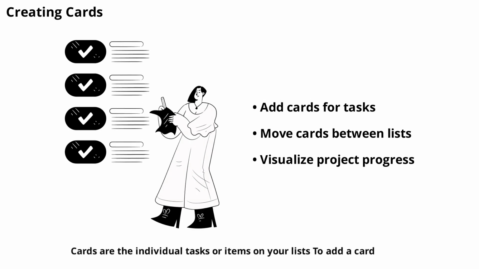Cards are the individual tasks or items on your lists. To add a card, click Add a Card under the relevant list and give it a name. Cards can represent tasks, ideas, or anything you need to track. You can move cards between lists as work progresses, making it easy to visualize your project status at a glance.